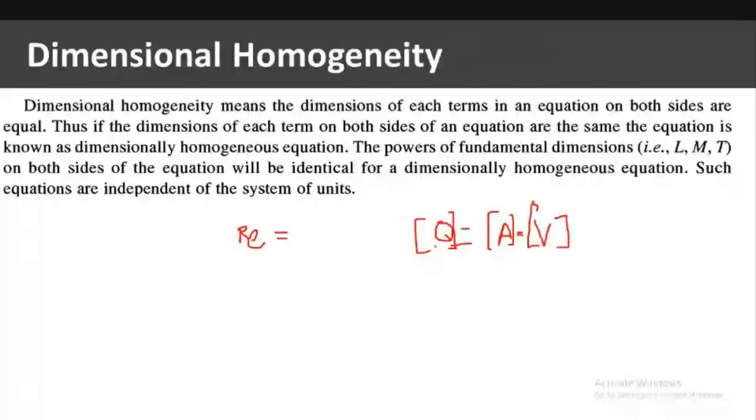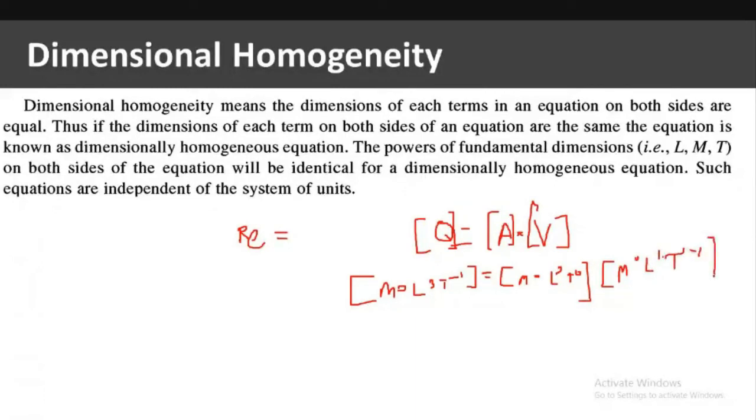So what is the dimension of discharge? It is M0 L3 T minus 1, okay, meter cube per second. So that equals to right side. Right side is area, so area is M0 L2 T0. Then velocity. Velocity is meter per second, so it is M0 L1 T minus 1.